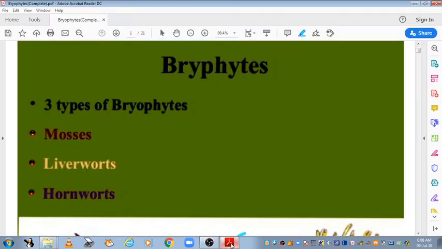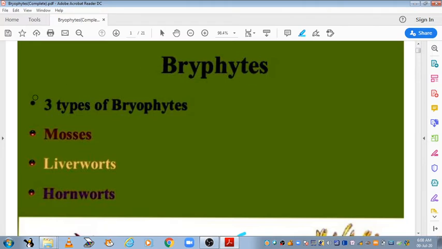Hello everyone. Today we are going to start the second division of Plantae, that is Bryophyta. The name indicates Bryos means mosses and Phyta means plants. These are moss-like plants which give a mat-like appearance to the forest area in which they are present.